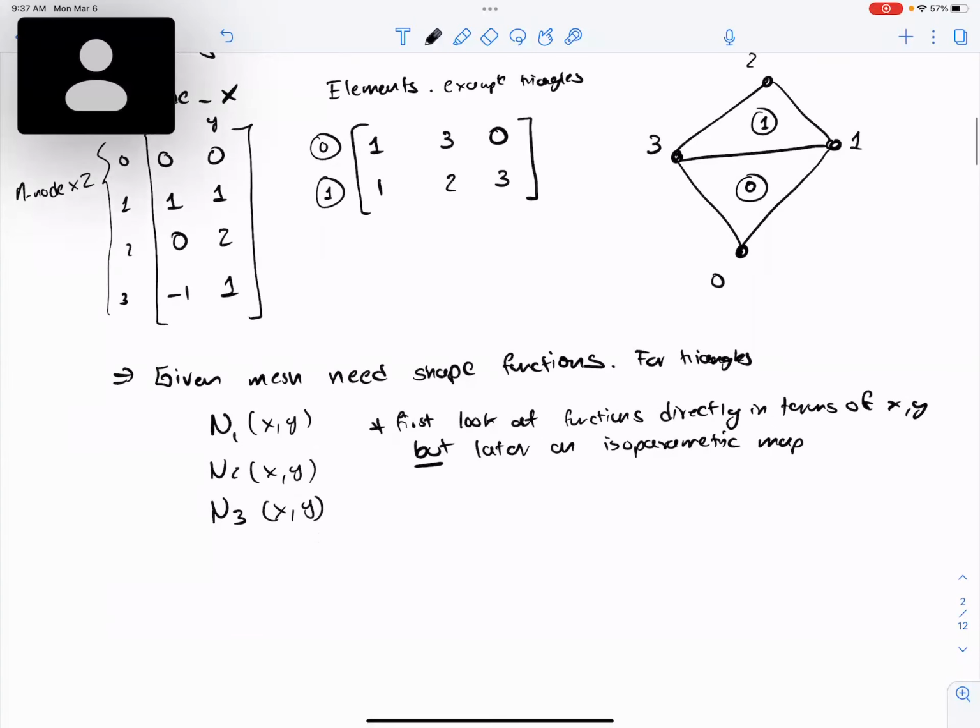What do these shape functions look like? Similar to the 1D case, they have to be continuous and complete. We're not going to go into the details of how to guarantee that. For them to be continuous, that one is easy: all they have to do is be 1 at a particular node and 0 at the other nodes. Then they satisfy this interpolatory property, which makes them continuous.